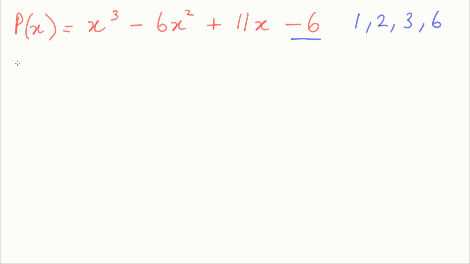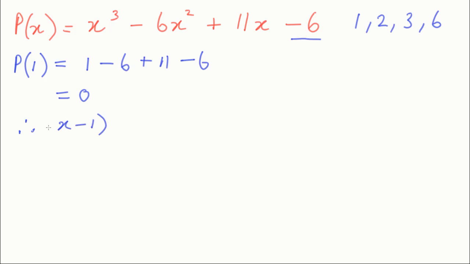I usually start with the number 1, so p of 1, and just substituting x equals 1 into the equation at the top will give 1 minus 6 plus 11 minus 6. All of that equals 0. Therefore, x minus 1 is a factor.